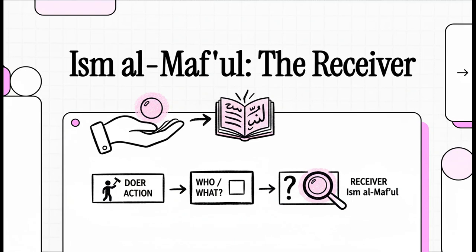You know, in the Arabic language, for every action, there's always a doer. But what about the other side of that equation? Who or what is on the receiving end? Well, today we are diving deep into that very concept, the passive particle known in Arabic as the ism al-Maf'ul. This is the word that tells us exactly who or what receives the action. So let's jump right in.